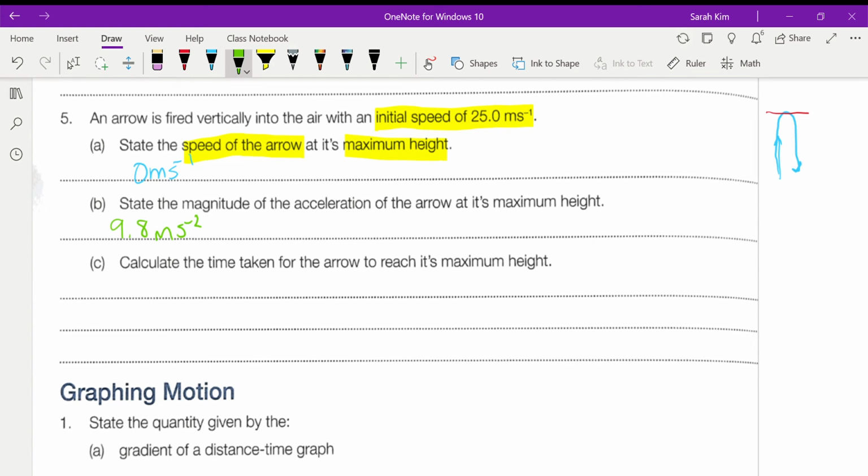Now, the reason I didn't write a negative down there is just because they didn't ask for the direction, they just asked for the magnitude, which is the size. So that's why I just wrote it without the negative.